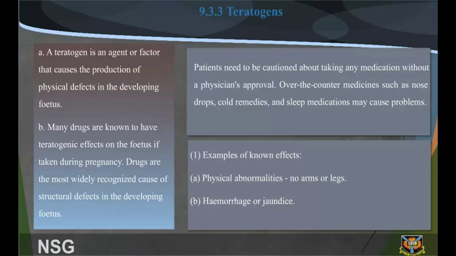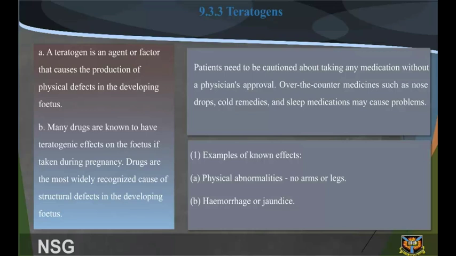Teratogens. A teratogen is an agent or factor that causes the production of physical defects in the developing fetus. Many drugs are known to have teratogenic effects on the fetus if taken during pregnancy. Drugs are the most widely recognized cause of structural defects in the developing fetus. Patients need to be cautioned about taking any medication without a physician's approval. Over-the-counter medicines such as nose drops, cold remedies, and sleep medications may cause problems.